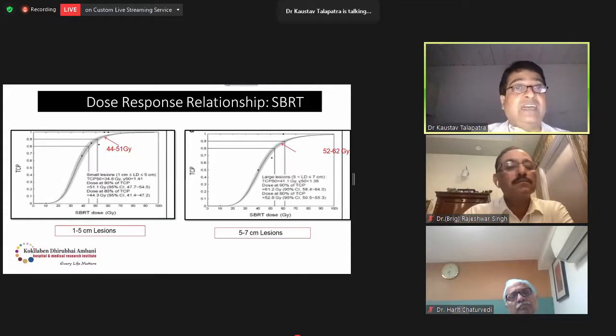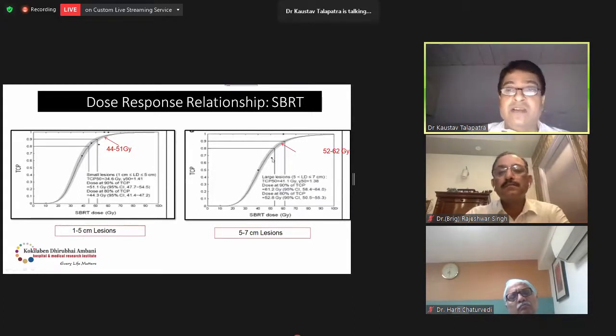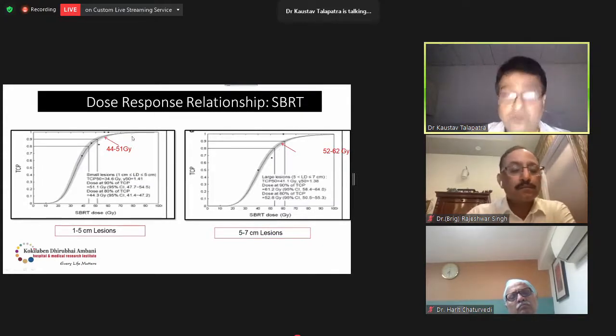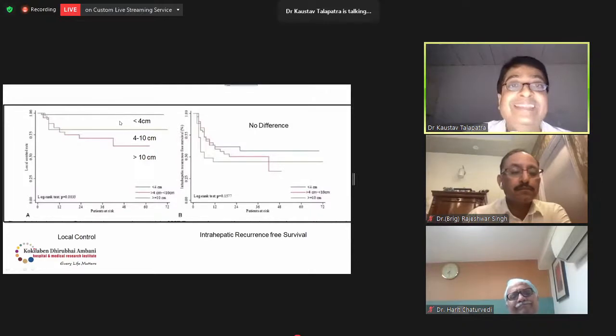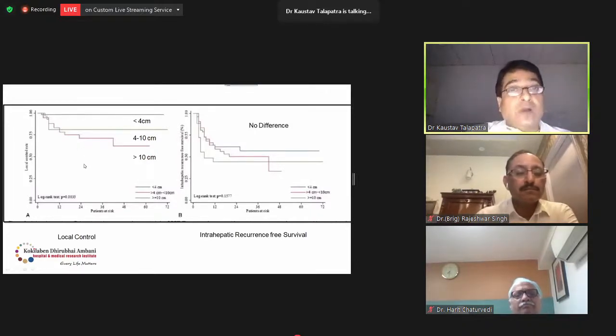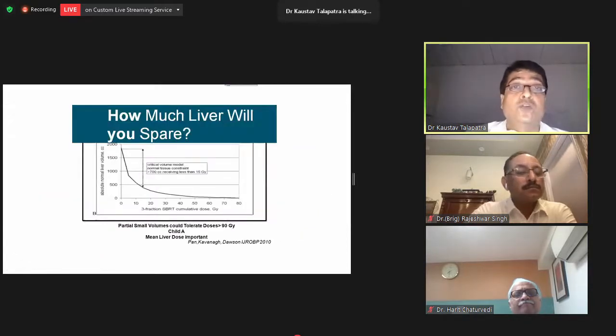Dose, does it have a dose response? There are various studies. Some studies have said that for smaller lesions, the dose is lesser. For larger lesions, the dose required is more, and then it plateaus out. Similarly, is size important? In local control, yes, size has turned out to be important, but in terms of recurrence-free survival, size in this particular study did not show to be important.